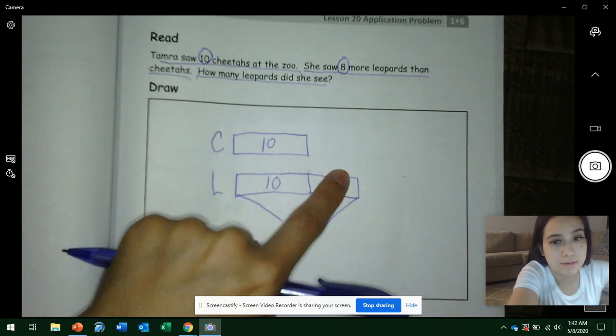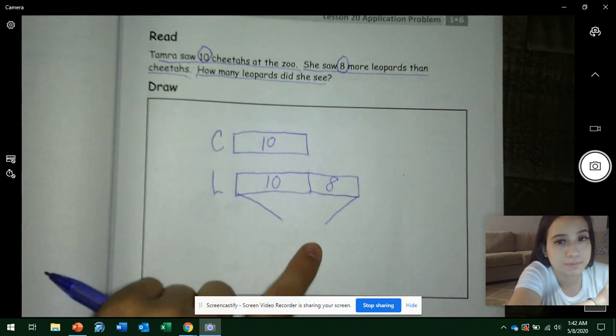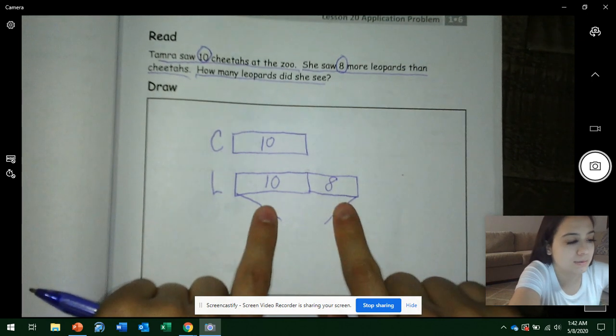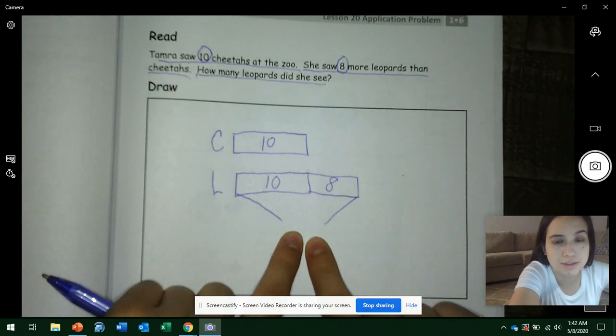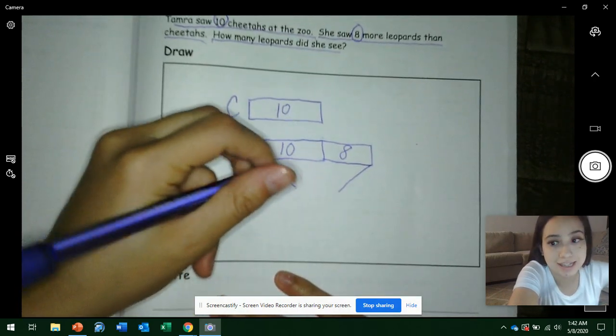So if we draw our little arms for our tape diagram, we know that our total is missing. We have a part, but our total is missing. And we want to know how many leopards she saw. So do we add or subtract? Get ready. Yeah, we add because we have two parts. We want to find our missing total. So let's go ahead and write our addition sentence.